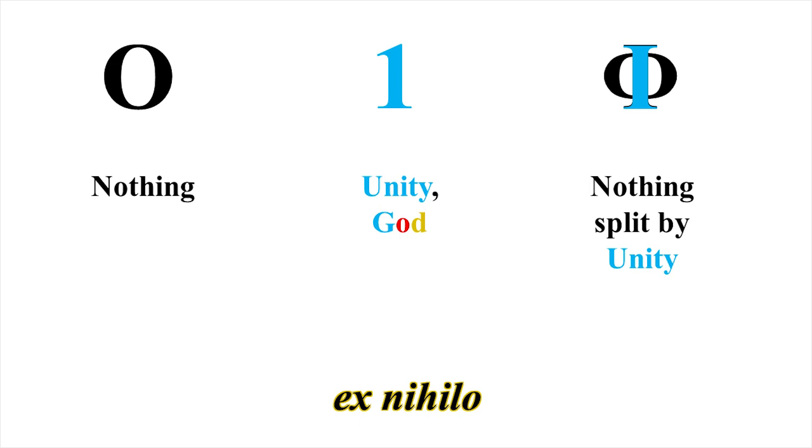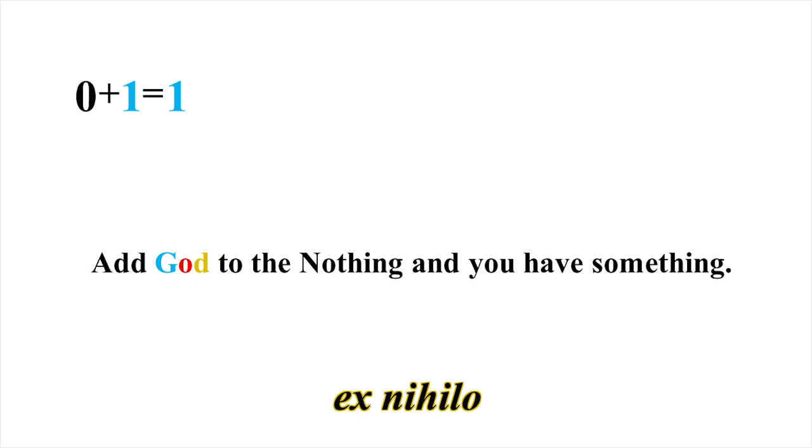we get the Greek letter phi. Now some people pronounce this in the world, they pronounce it phi. Okay, in the Western world it's pronounced phi. My friend Jack says pho where he comes from. Okay, so if we take nothing and we add God to nothing, we get something. Make sense? 0 plus 1 equals 1.